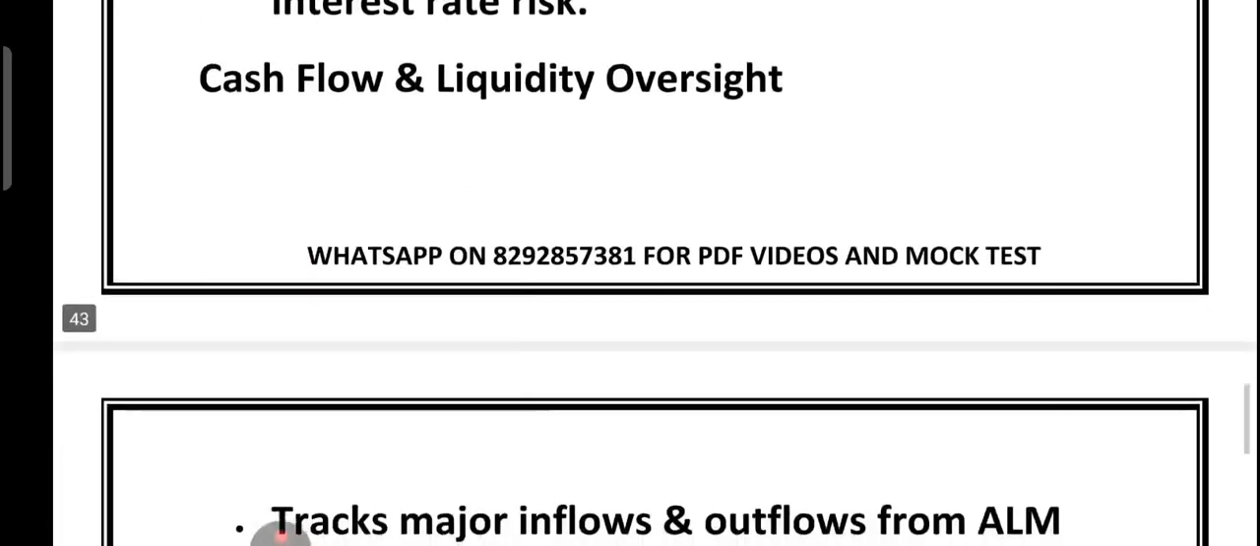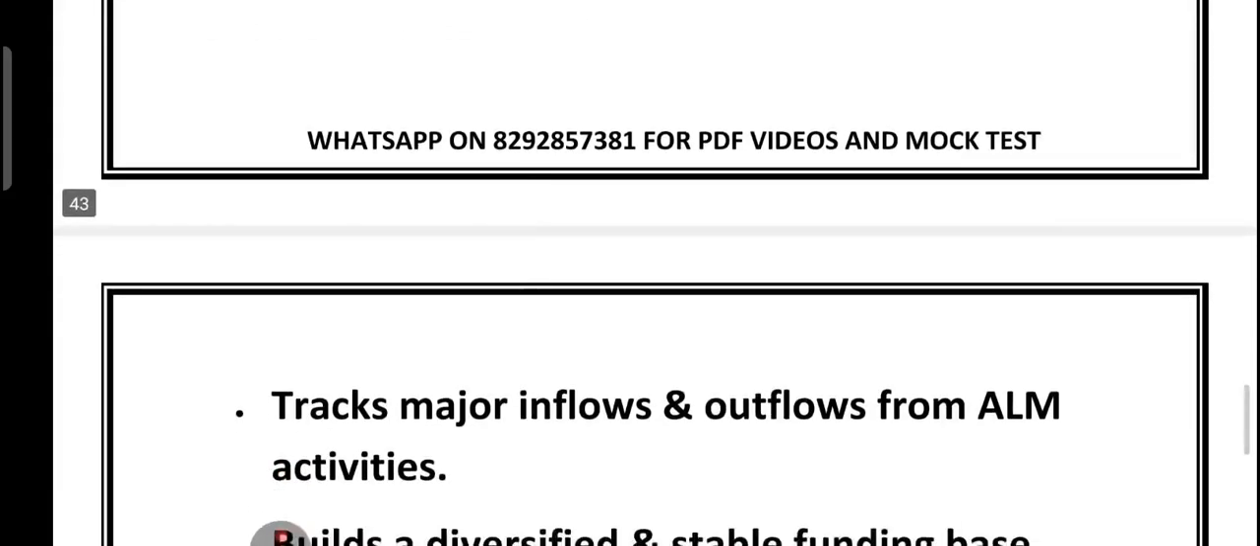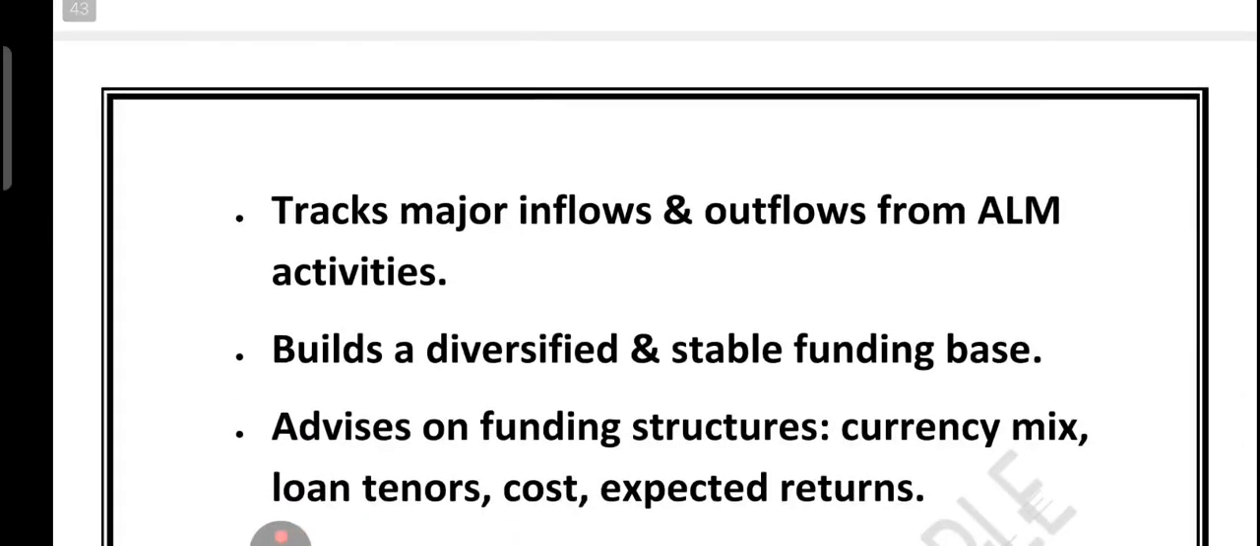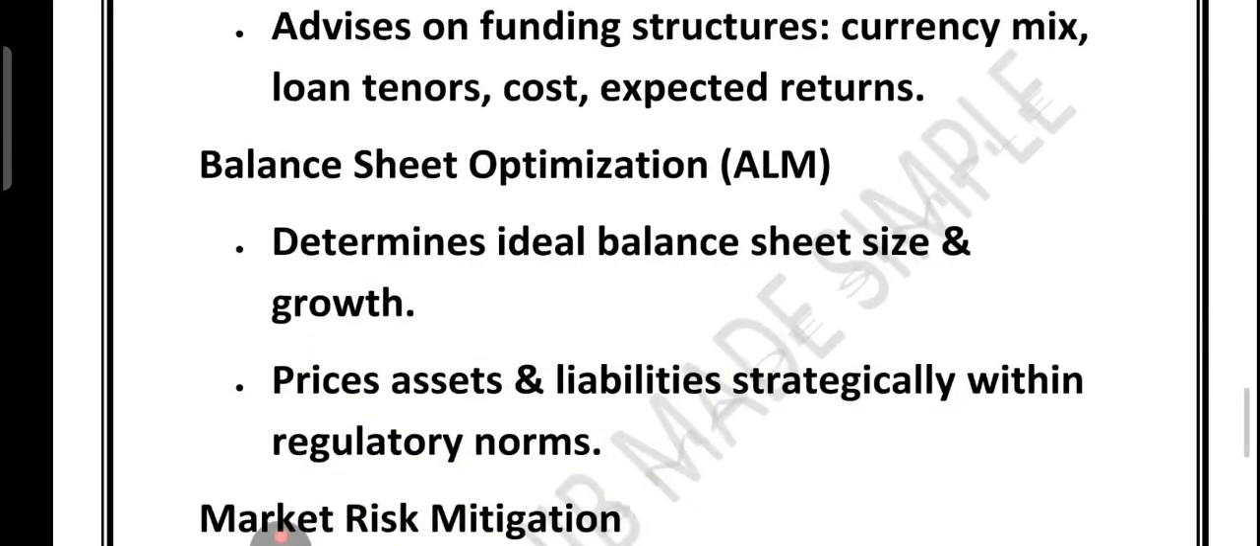Then we have cash flow and liquidity oversight. We track the major inflows and major outflows from ALM activity. And then we build a diversified and stable funding base. We advise on funding structure: the currency mix, loan tenor, cost, expected return. Then we have ALM. ALM means we decide the ideal size and growth of the balance sheet. That is called balance sheet optimization.